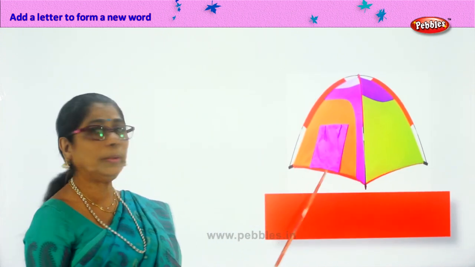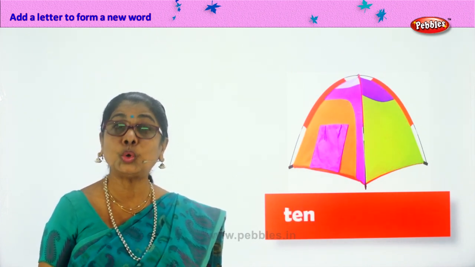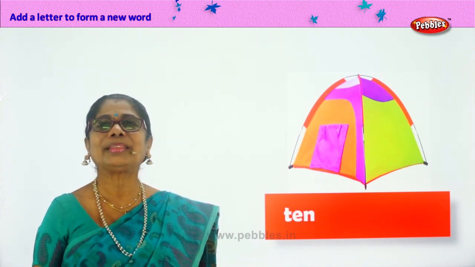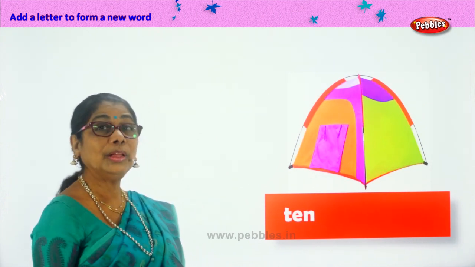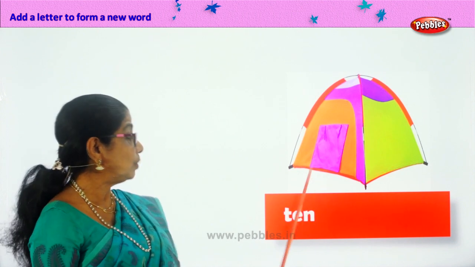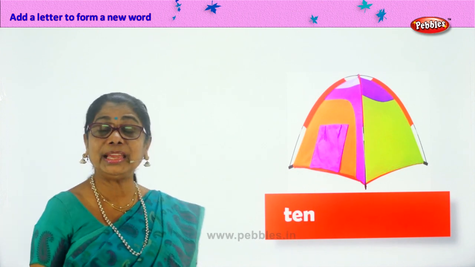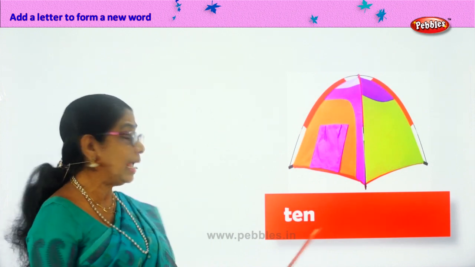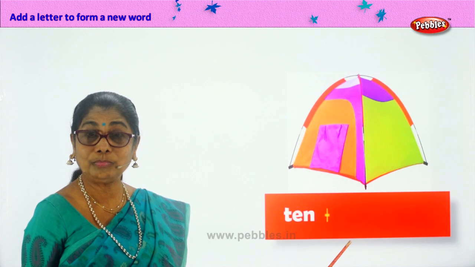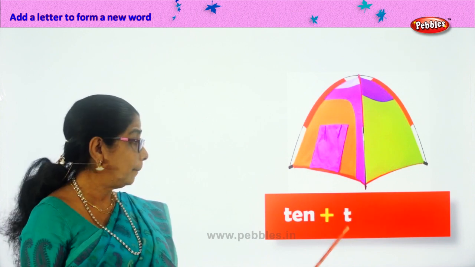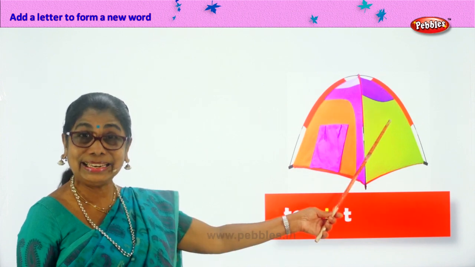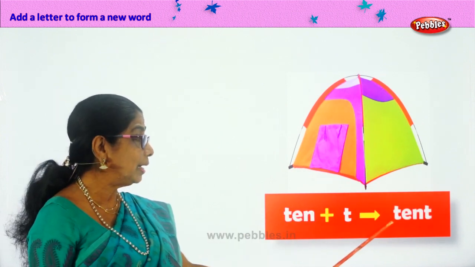Here is another picture. What picture is this? Can you guess? Good. A tent. A toy tent. You like to live in a tent? Play in a tent with your brothers and sisters? So, now, what is this? T-E-N. What is that? 10. Number 10. T-E-N plus, and one letter we'll put down. Plus T. T-E-N-T. Tent. Yes. You get a new word.